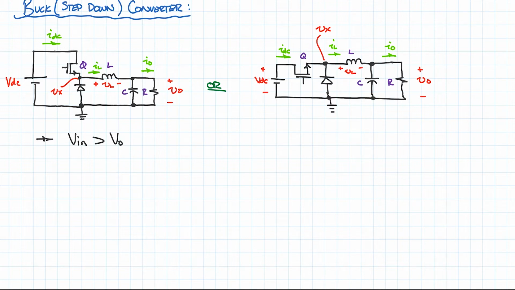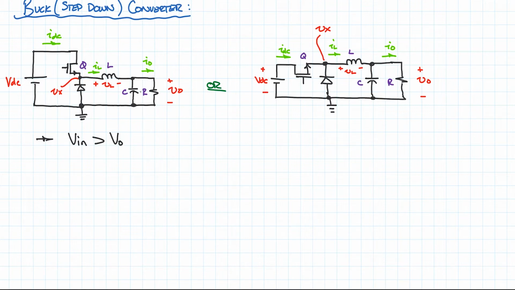The important parameters we have here are IDC, IL, and IO: the input current, the inductor current, and the output current. And same thing here again. The voltages we're interested in are really this voltage Vx, which is the node that connects the switch to a diode and the inductor here.